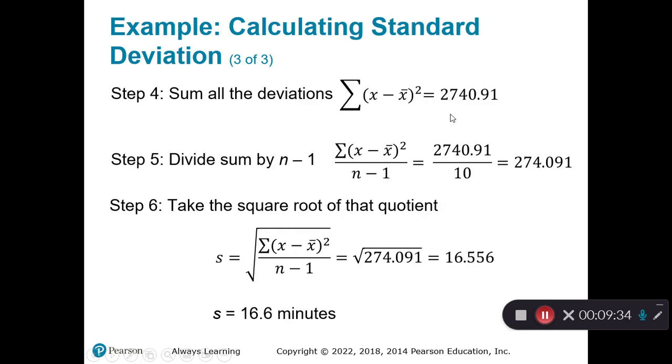Next, we're going to add those squares. When we add those squares, here is the sum. Finally, we're going to divide that sum by our sample size n minus 1. You might recall we have 11 data values in this example. 11 minus 1 would give us 10 in our denominator. And the last step is we're going to take the square root of this result. So when we take the square root of 274.091, we get our approximate sample standard deviation of 16.556 units. And remember, we're looking at wait times, which were in minutes, so our units are minutes as well.